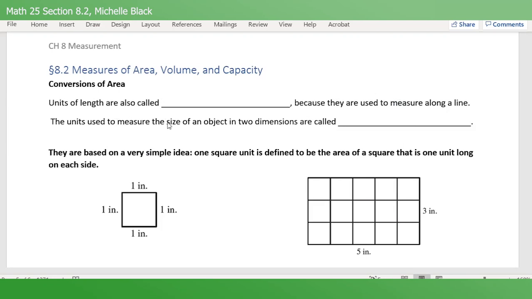Section 8.2: measures of area, volume, and capacity. Conversions of area. Units of length are also called linear units, because they are used to measure along a line. The units used to measure the size of an object in 2 dimensions are called square units.